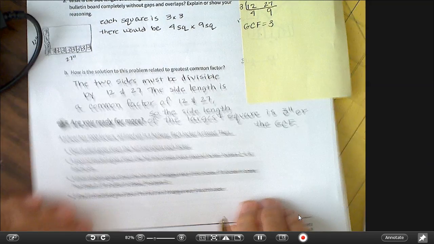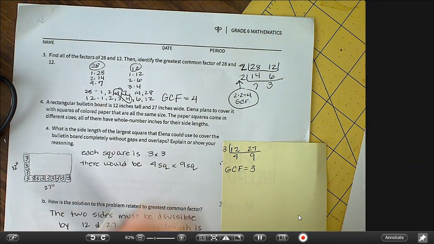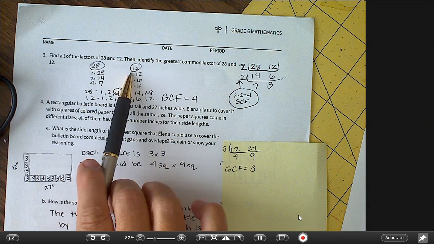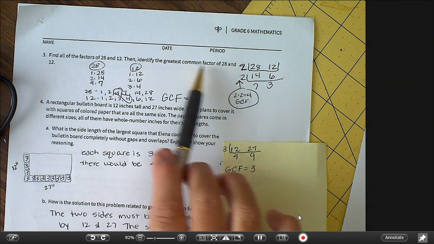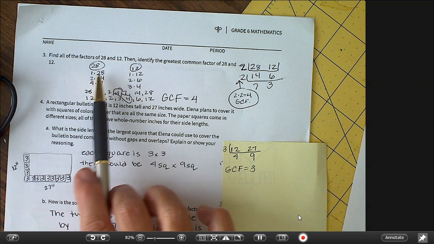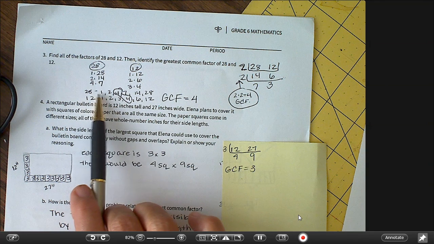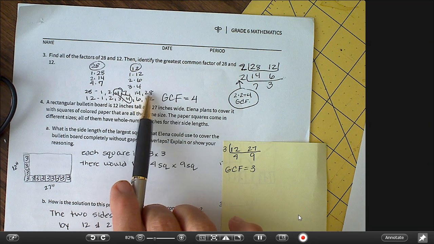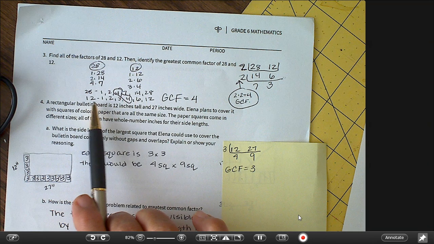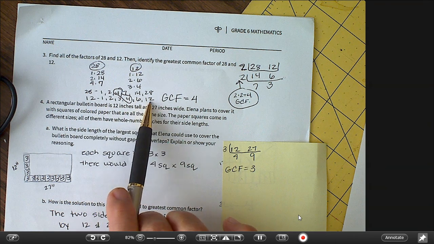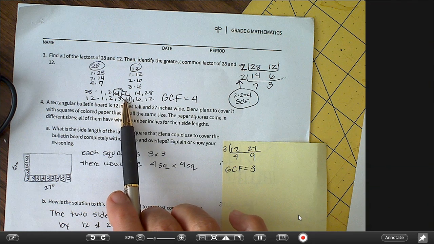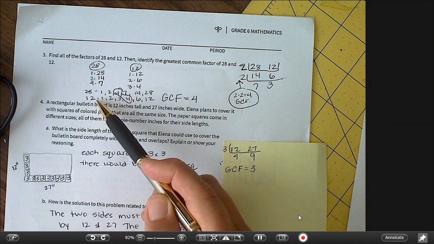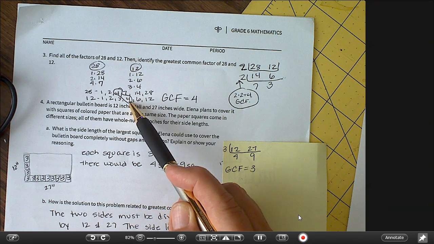All right, number 3. We're doing 28 and 12, finding all the factors of 28 and 12. Then I'd identify the greatest common factor of 28 and 12. So I list them here. The factors of 28 are 1, 2, 4, 7, 14, and 28. Factors of 12 are 1, 2, 3, 4, 6, and 12. The greatest common factor is 4. So you see here 2 and 1 are also factors, but they are not the greatest factor.